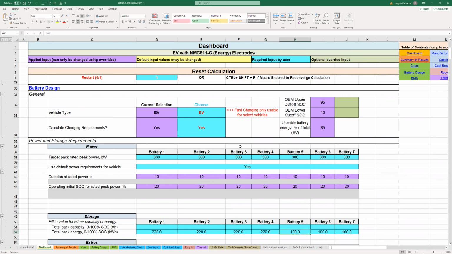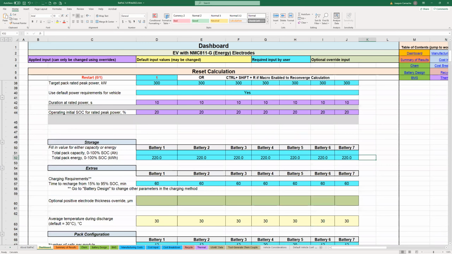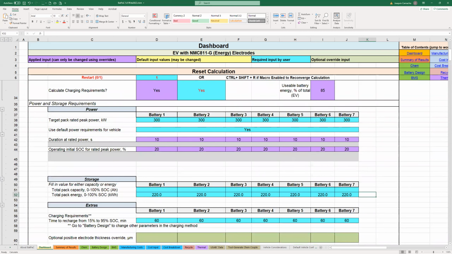That's going to be the max pack capacity. So let's just fix that in, just to get some numbers. So the capacity is going to be 220 kilowatt hours.